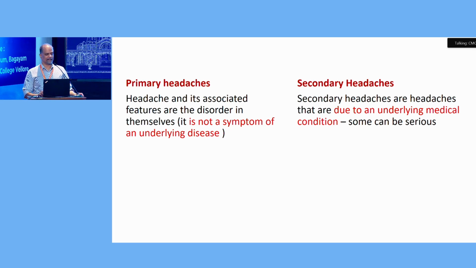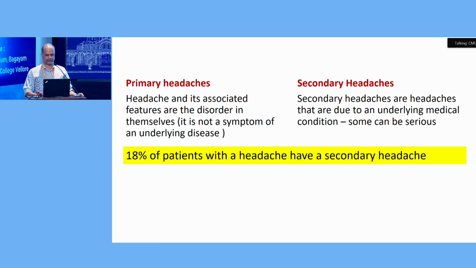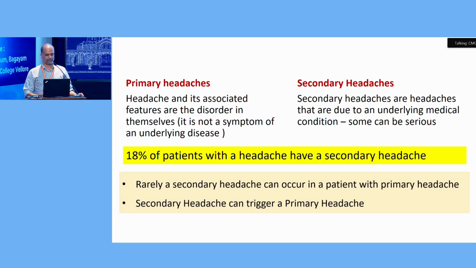So primary headache is headache by itself, and it's not associated with any other underlying disease. Okay, and this is not a symptom of any underlying disease. That is when you call it a primary headache. And secondary headaches are headaches that are due to an underlying medical condition, and some of these conditions can be serious. So also we should know that 18% of all patients with a headache can be having a secondary headache. So we should be very careful before we diagnose somebody to have a primary headache, because 20% of the time you can miss a serious issue.